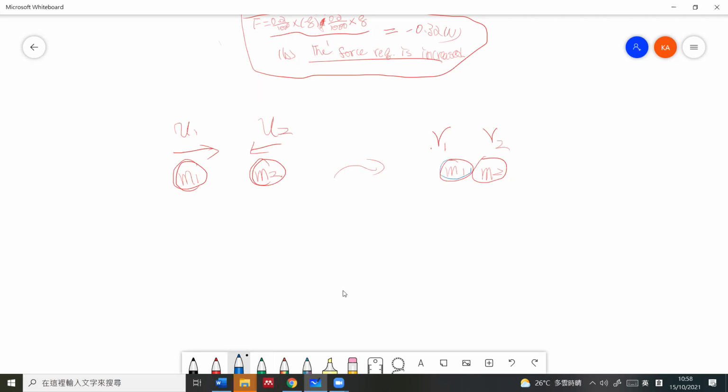For M1, there is force acting on M1 by M2. Okay, so force acting on M1 by M2. So for M2, there is the force acting on M2 by M1. Okay, so they are action and reaction pairs. So when the two balls collide, there is action and reaction pairs. There are two forces. For ball one, there is force on the left-hand side by M2. For M2, there is force acted by M1 and onto the right-hand side.